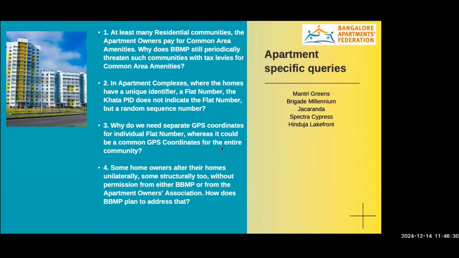Some homeowners alter their homes unilaterally, and some structurally also, without permission from BBMP or from the apartment. How does BBMP plan to? See, firstly, this is not an e-Khata issue. This is a town planning, building plan violation enforcement issue. The method for doing this is, if any such violation has happened, the community or any person can complain to the zonal commissioner's office, and there we have a town planning wing whose job is to enforce that the building plans are correctly adhered to.